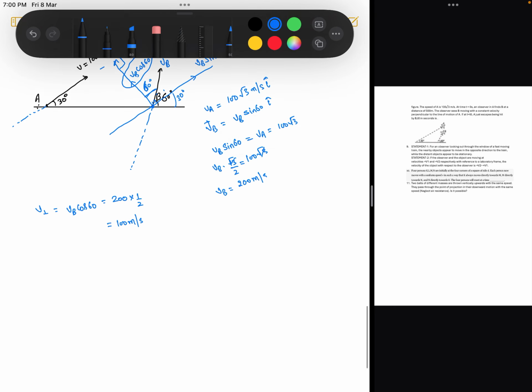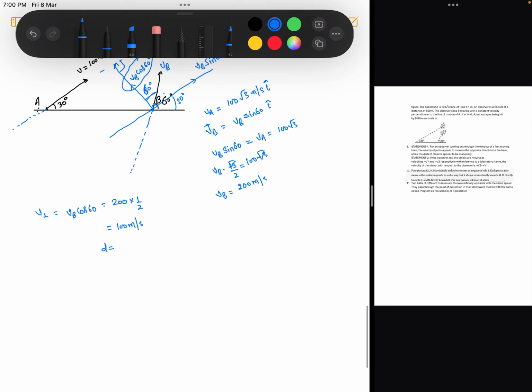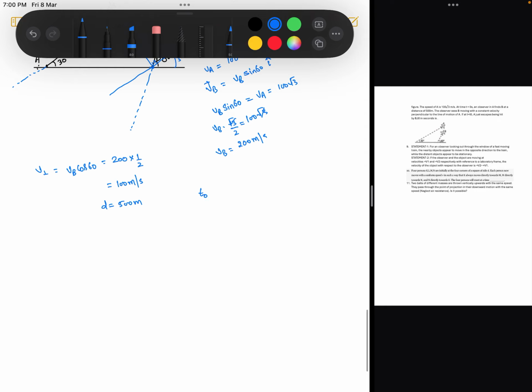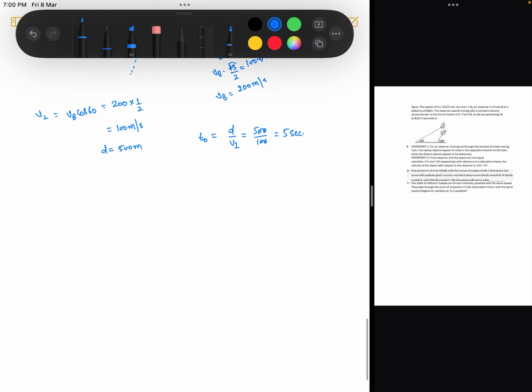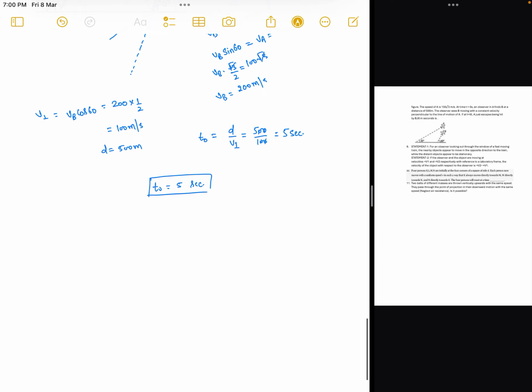The distance given here is 500 meter. So the time taken to meet, t naught, will be equal to the distance divided by this perpendicular velocity, that is 500 divided by 100. This is equal to 5 seconds. So t naught will be equal to 5 seconds. So this is our answer.